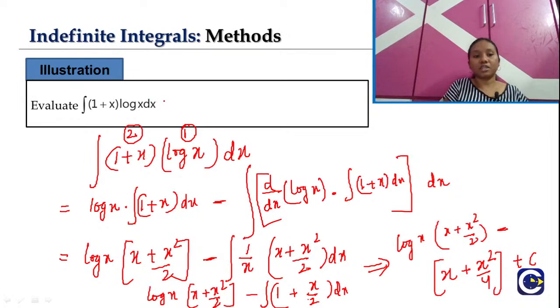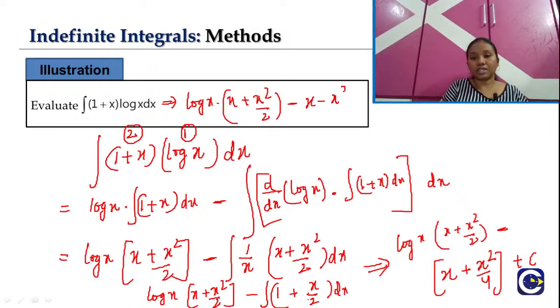So what is my result here? This will be log x into x plus x square by 2 minus x square by 4 plus constant c. Right, so this will be my result here for my first question, that is using my method of integration by parts. Right, so I think most of you got this one.